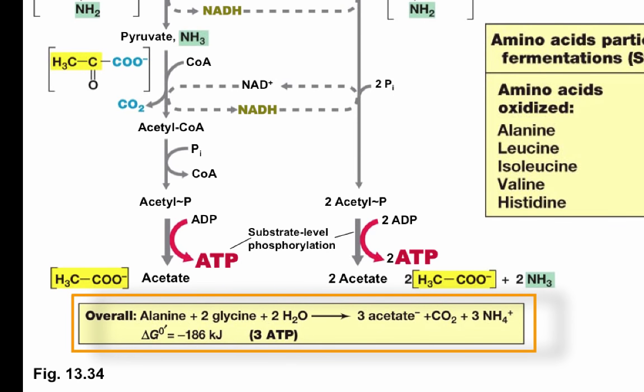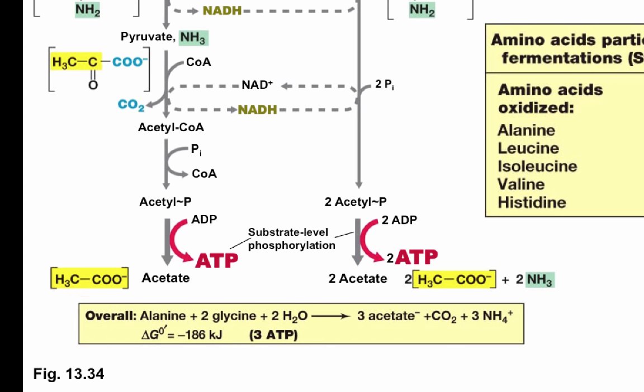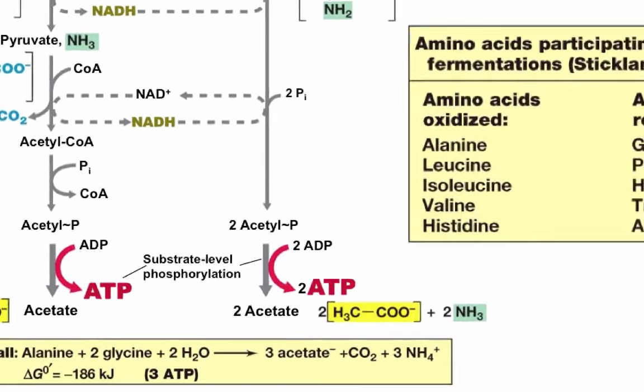So now the overall reaction from one alanine, two glycines and two water molecules is going to generate three acetate molecules, a carbon dioxide, three ammonia, and 3 ATP. The overall delta G prime naught of the reaction is minus 186 kilojoules.